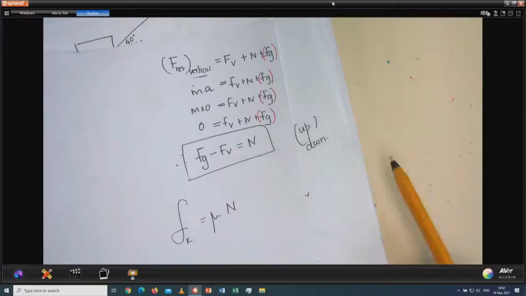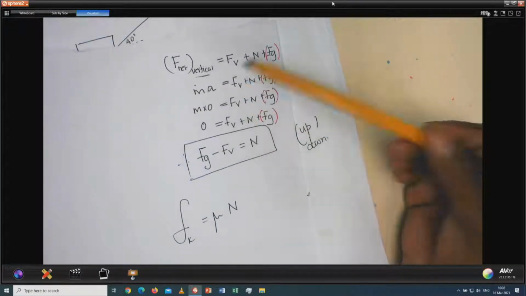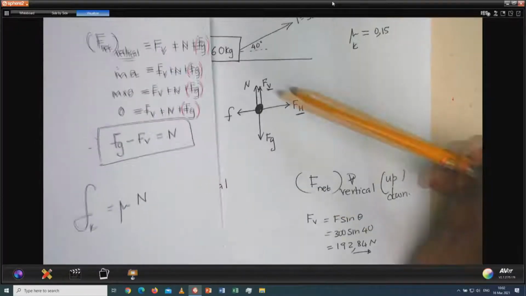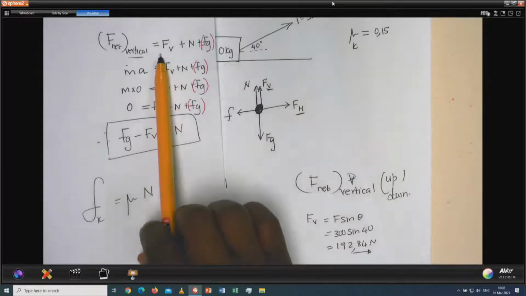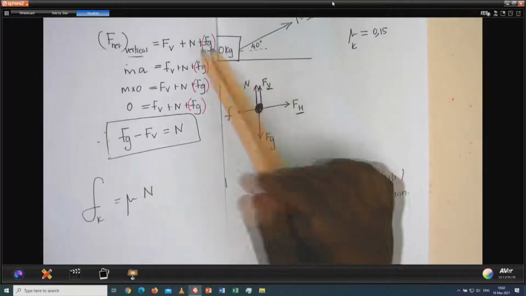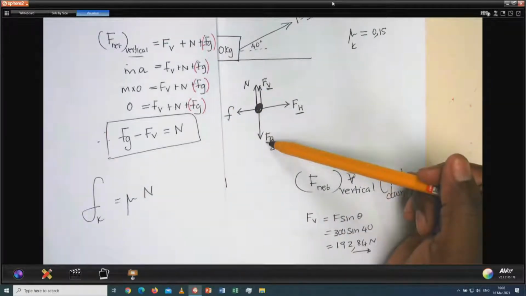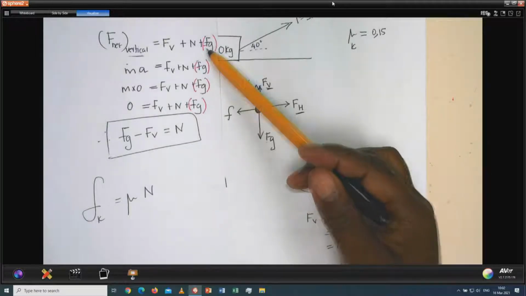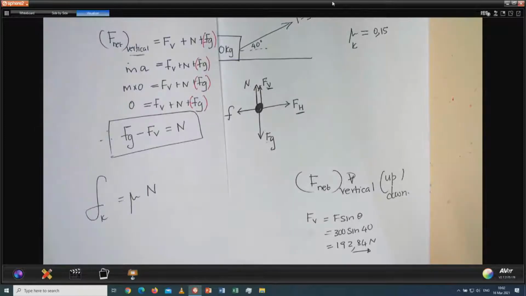Forces are vectors, they have magnitude and direction. If you take up to be positive, down must be negative. So from this, the vertical component is up, so we give it a positive sign. Normal force is up, so we give it a positive sign. Force of gravity is downwards, and we give it a negative sign. And here you make n the subject of the formula.